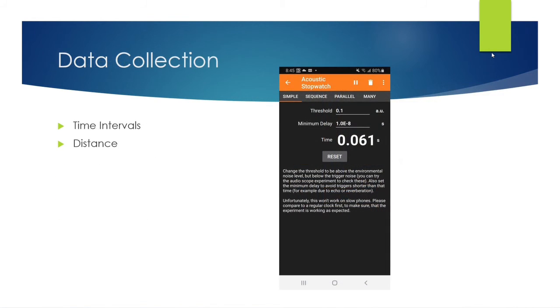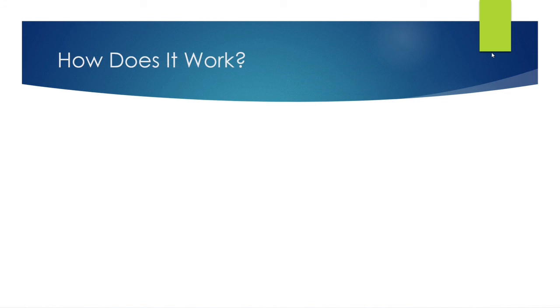The points of data being collected are the time intervals that Firefox displays, as well as the distance between the insulating contraption consisting of the 2 phones and the sound reflector. So how exactly does this work?